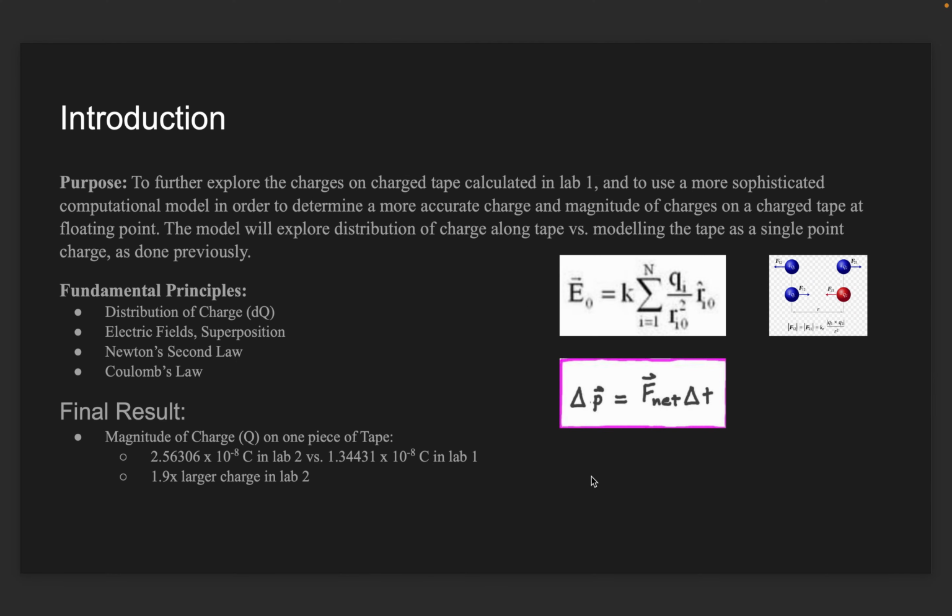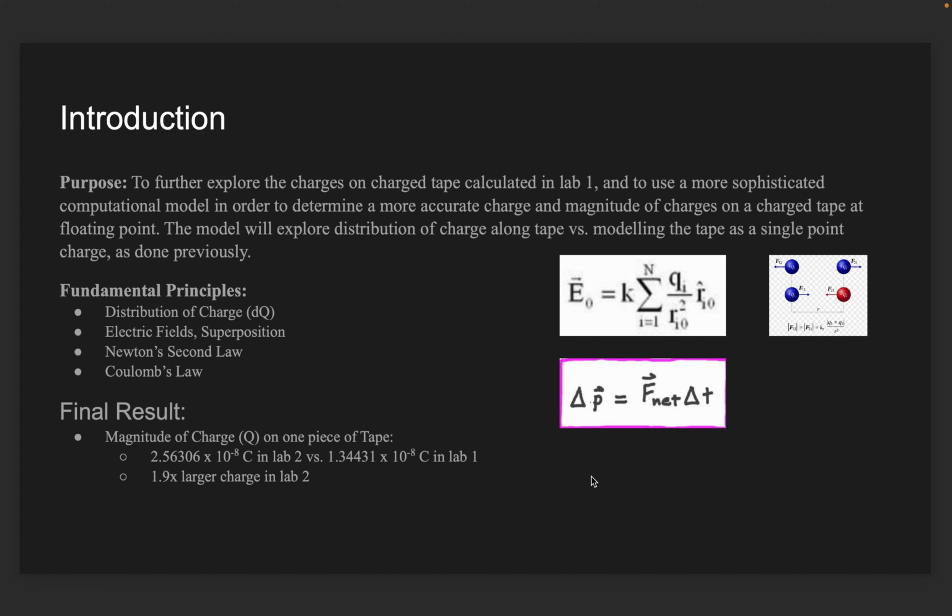Lab 1 revisited. The purpose of this lab was to further explore the charges on charged tape calculated in Lab 1 and to use a more sophisticated computational model in order to determine a more accurate charge and magnitude of charges on a charged tape during floating point. This model will explore distribution of charge along the tape versus modeling the tape as a single point charge as done previously.